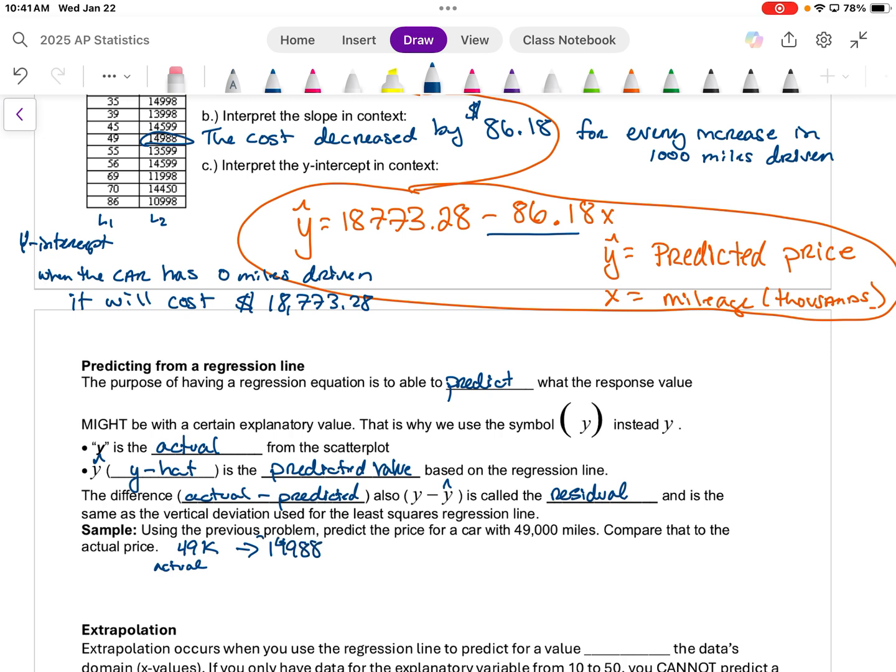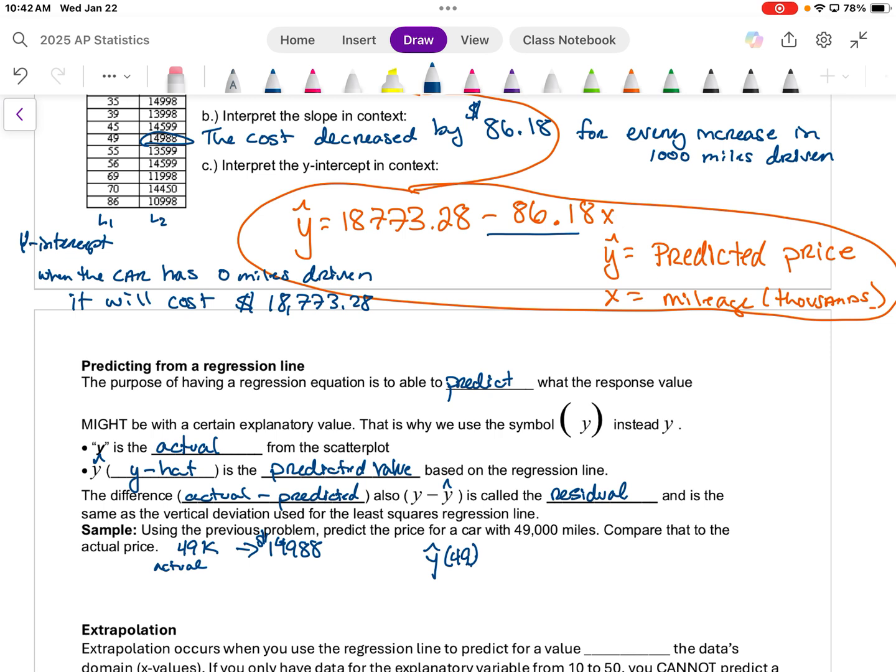$14,988. So that was the actual price of the car in the data. Now, we are curious, what did the y hat equation predict for a 49,000 mile driven car? Okay. Now, we're going to put 49 in there. We're not going to put in 49 with 3 zeros because, again, when we did our equation, we didn't put in the extra zeros. Okay. So we do not want to add those because then it's going to be really crazy of an answer.